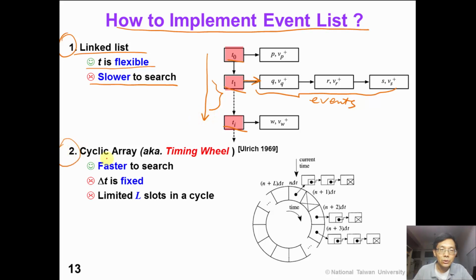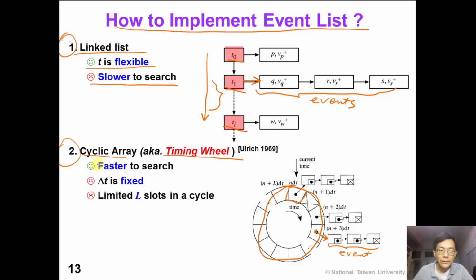The second implementation can be a cyclic array, or called timing wheel, which was invented by Ulrich in 1969. In this implementation, we have a circular list where each slot represents a particular timestamp. For each time slot, we have a linked list of events which is supposed to happen at the corresponding timestamp.